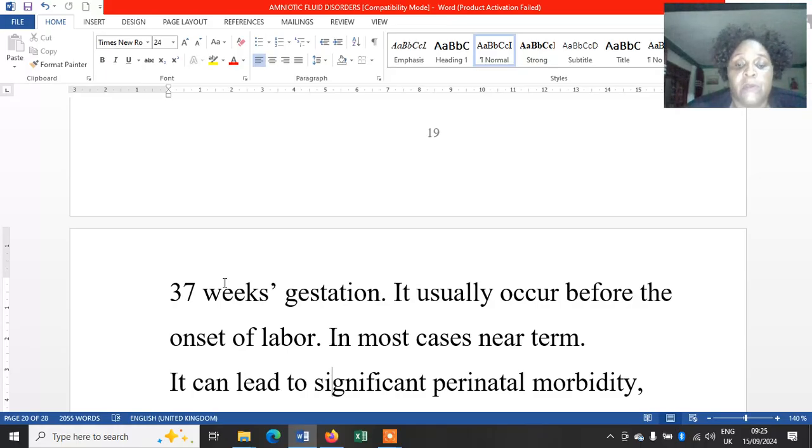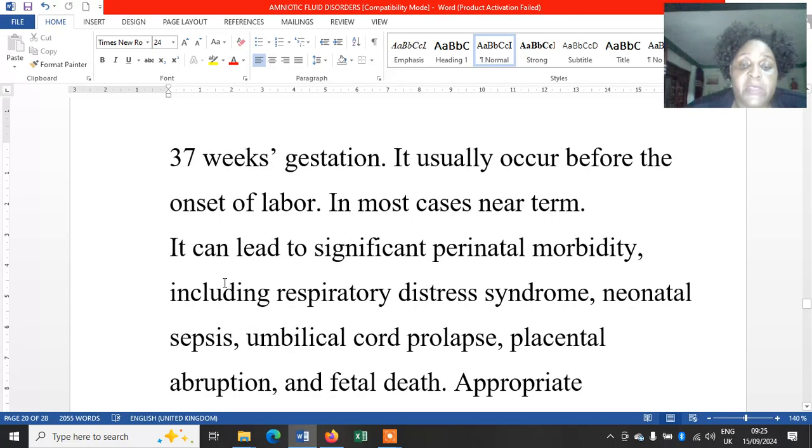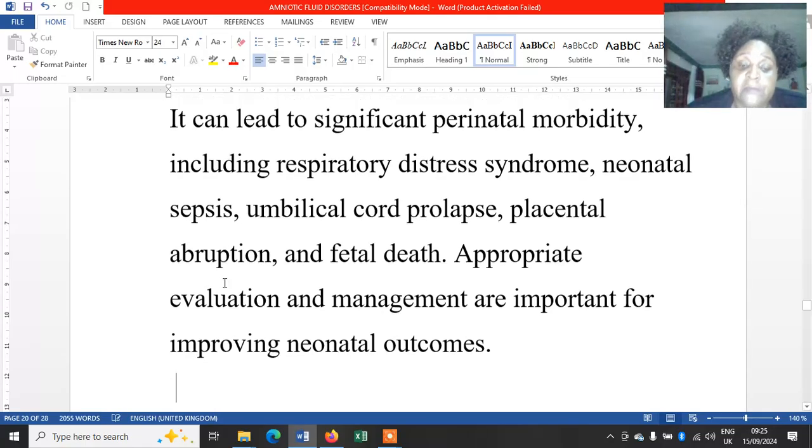Usually they rupture before the mother even has labor contractions. So they are saying that premature rupture of membranes can lead to perinatal morbidity, that is death of the baby, and other complications like respiratory distress syndrome, neonatal sepsis, umbilical cord prolapse, subplacental abruption, or even fetal death. So appropriate evaluation and management are important for improving neonatal outcomes.